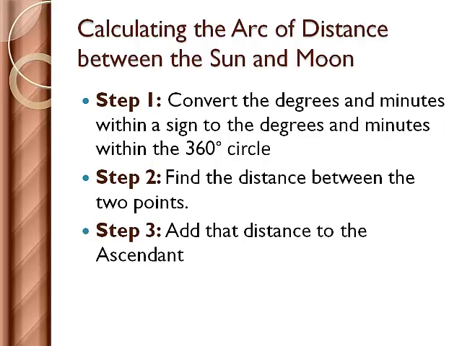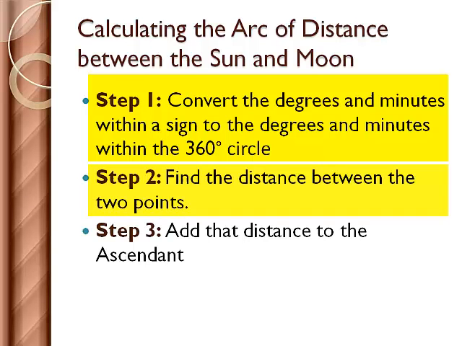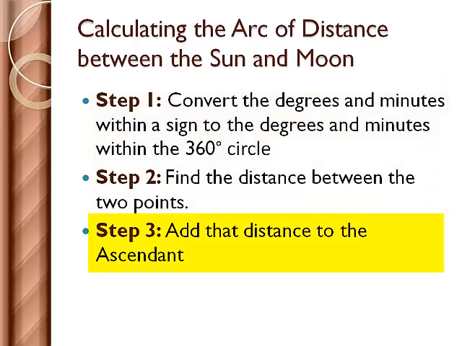If you find that one to be a little tricky, then you can do a similar calculation as we did before by converting the degrees and minutes within a sign to the degrees and minutes within the 360 degree circle. Then we find the distance between the 2 points and add that distance to the ascendant.